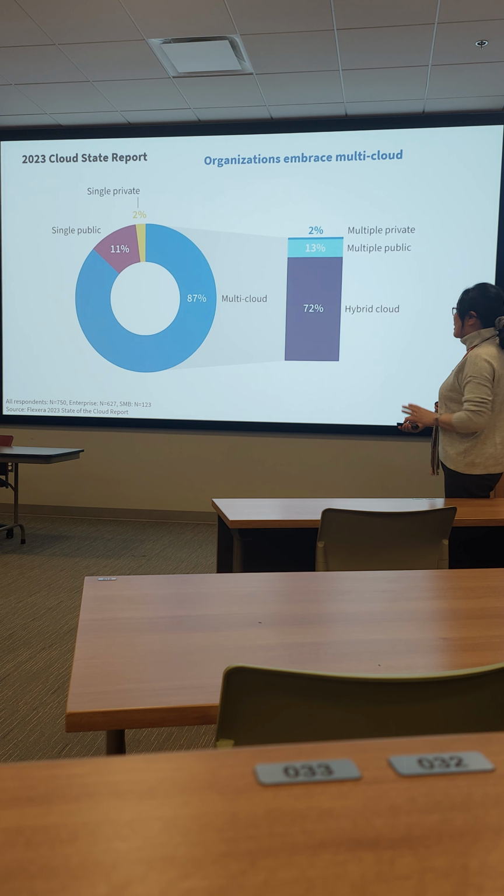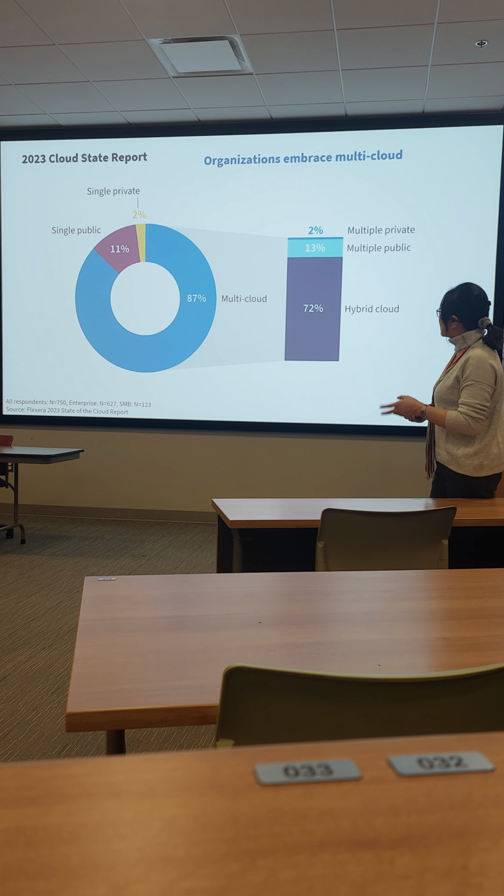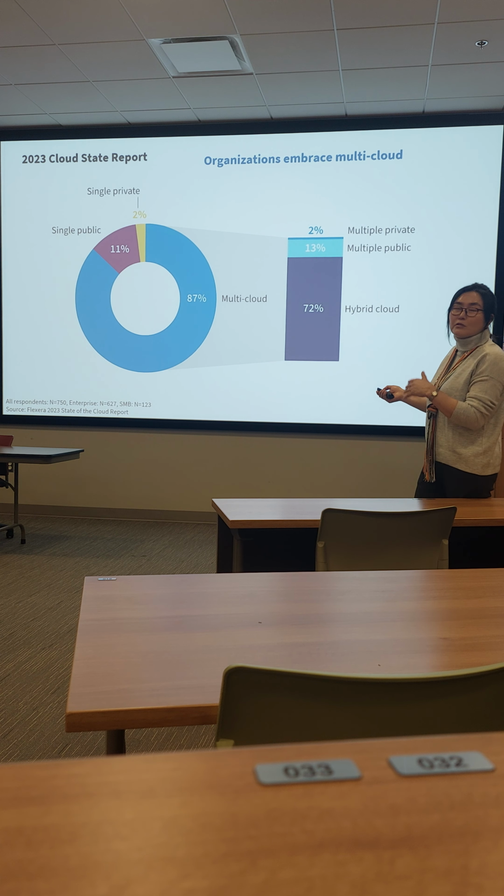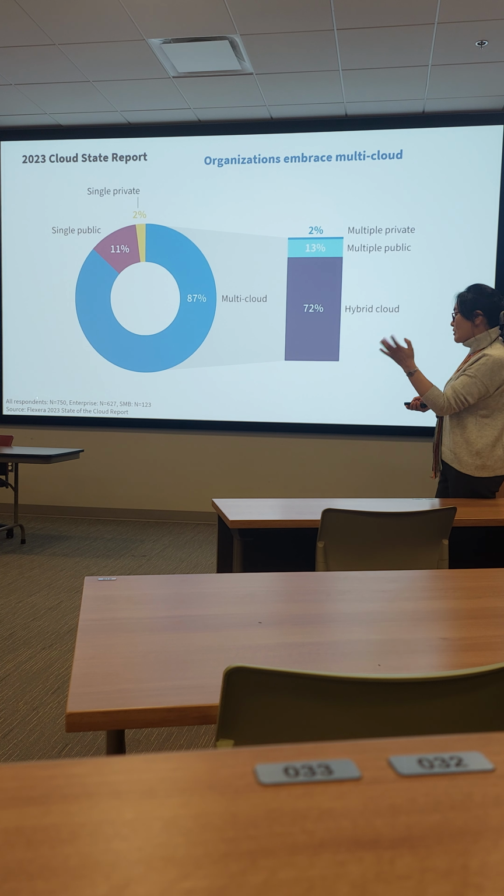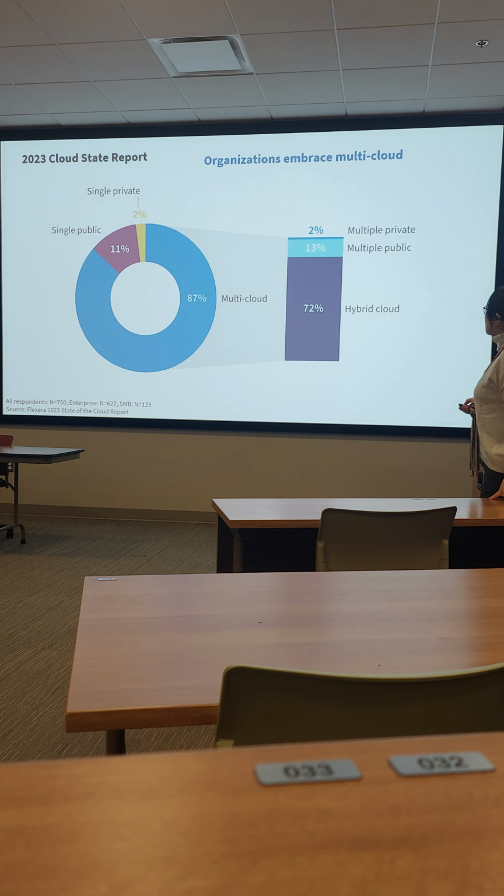initially Cloudera, now Flexera, does an annual report of cloud status, meaning that they do a survey, not a performance evaluation, of 750 different companies, including enterprises as well as small and medium-sized businesses, and ask questions like what kind of cloud do you use. Hopefully it includes diverse sectors, and this is what they see in 2023.